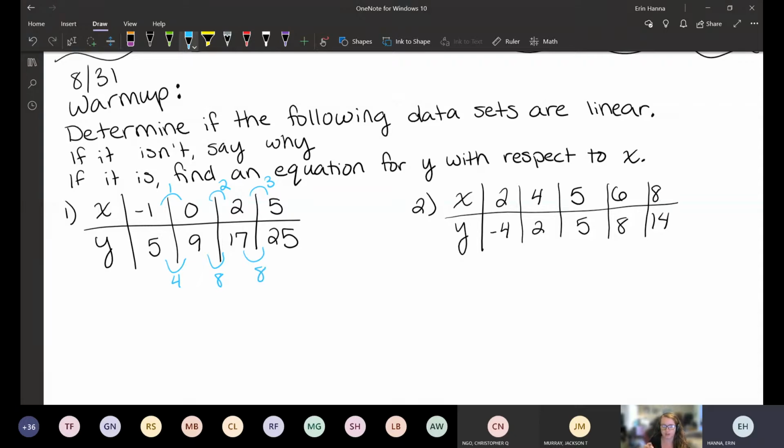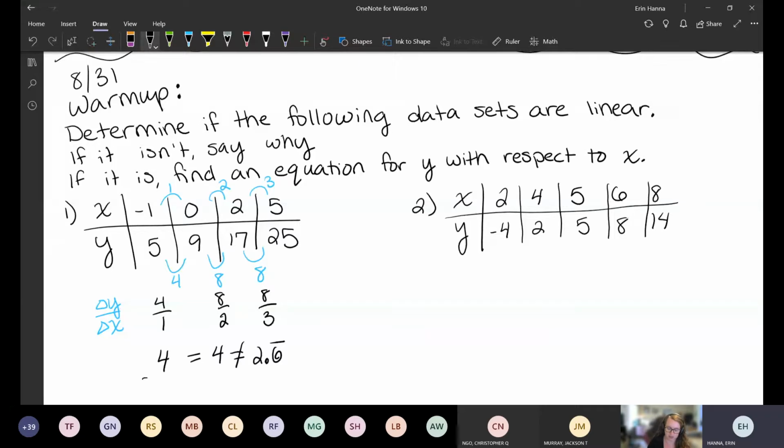Remember, we're not necessarily looking for whether these numbers agree, but whether their ratios agree. So the change in y over change in x. For this one, we have 4 over 1 and then 8 over 2. Well, those are both equal to 4, so they match so far. But then in this last set, we have 8 over 3, which is not 4. It's 2.6 repeating. So even though these two agree, this last set does not agree with the first two.